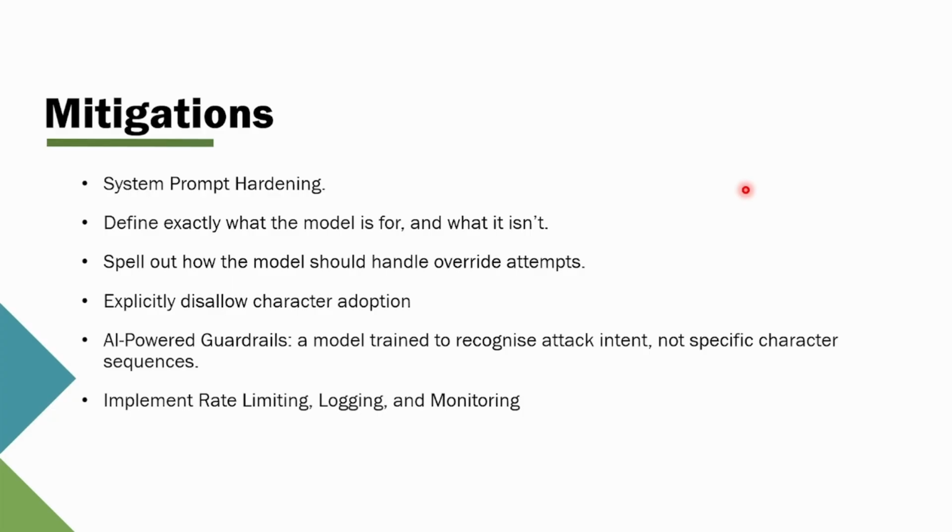Explicitly disallow character adaptation. Now, character adaptation is a very famous technique which is used for jailbreaking AI models. In further videos, we'll talk about jailbreaking. At that time, I'll tell you what character adaptation is.